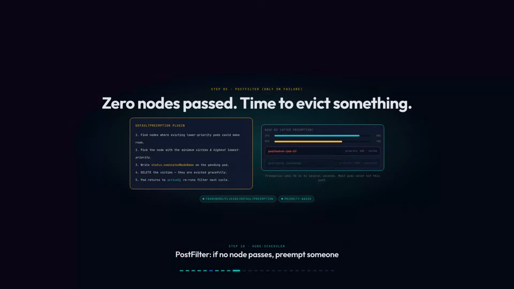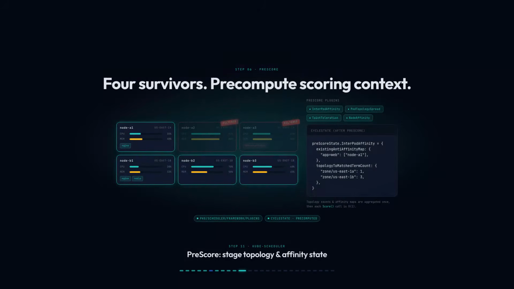So what if every node fails, every single one, zero survivors? Now what? That is when PostFilter kicks in. Default preemption plugin, and it asks a question. If I evicted some lower priority pods, could this one fit? If yes, it picks the victims, sets nominatedNodeName, deletes those victims gracefully, and the pod goes back to activeQ. Tries again next cycle. Expensive though, really expensive, 50 milliseconds, sometimes seconds. But most pods, 99%, they never hit this path. So Filter survived, four nodes left.